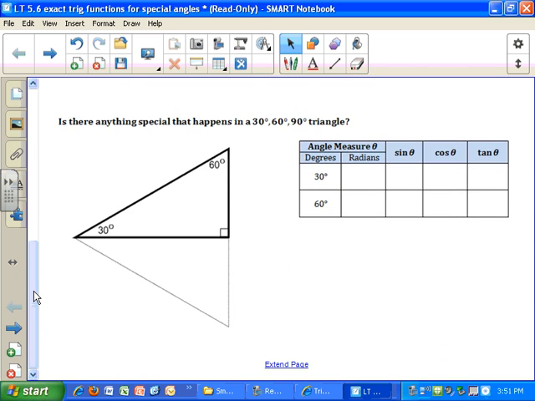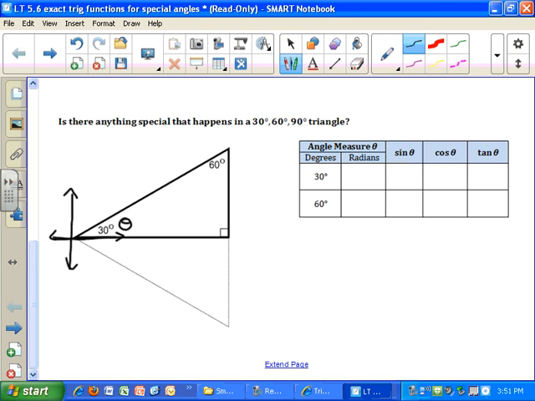Okay. I said we were going to be doing this by hand, with memorization for the special angles: the 30, 60, 90, 120, 150, 180, any multiple of 30, and the same with 45. We want to look for anything special that happens with the 30, 60, 90 triangle. Again, with this drawing, you could imagine the x-y axis being right here, and this would be the angle theta.